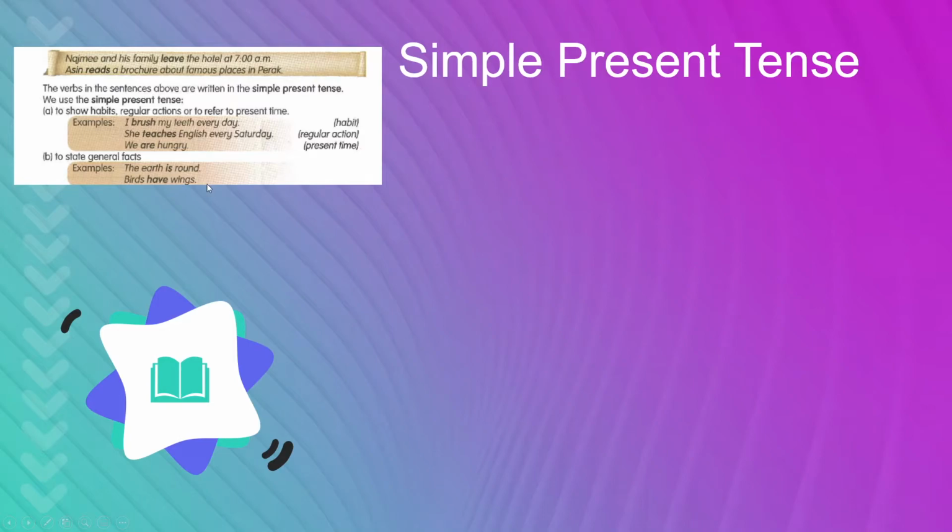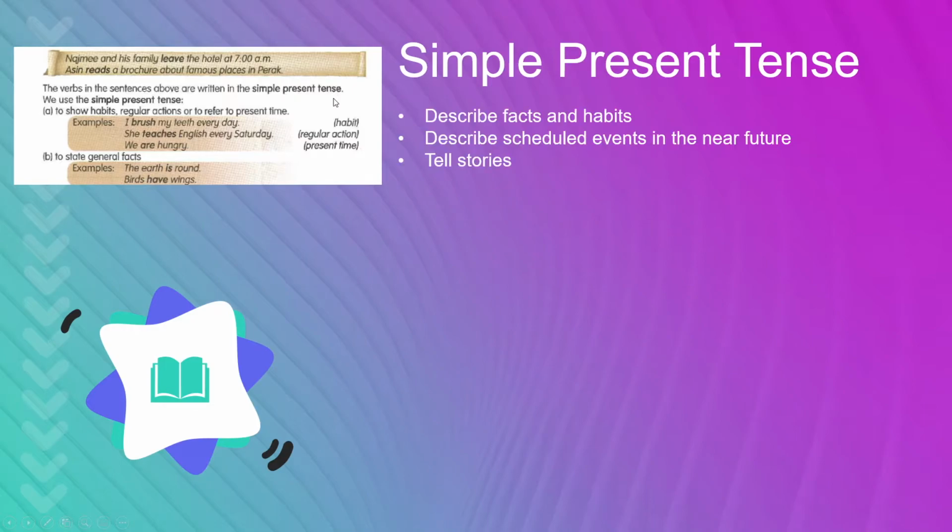Birds have wings. Okay, there are no birds without wings, so they have to use present tense. Okay. So here you can see, present tense can describe facts and habits, describe scheduled events in the near future, and tell stories.